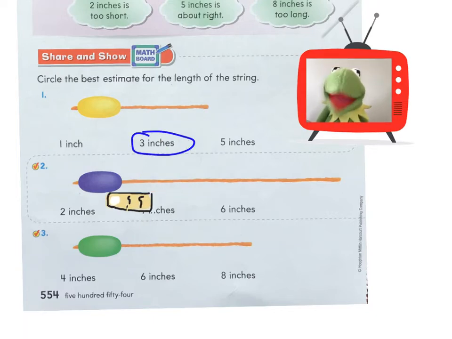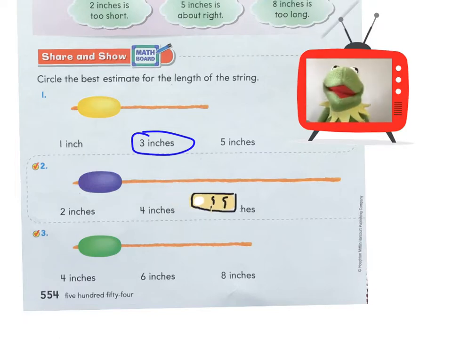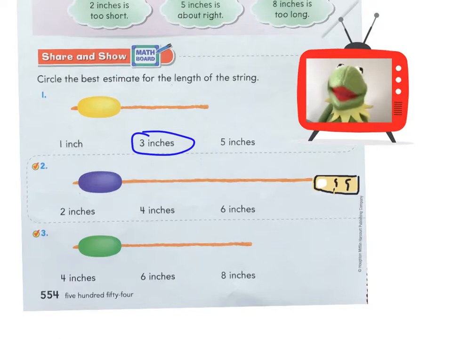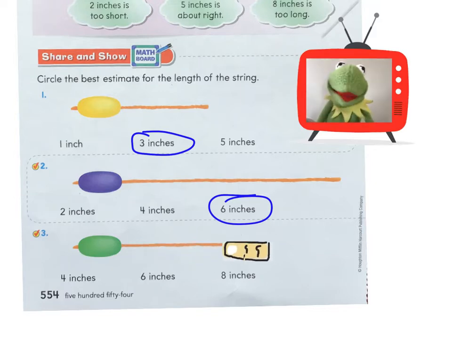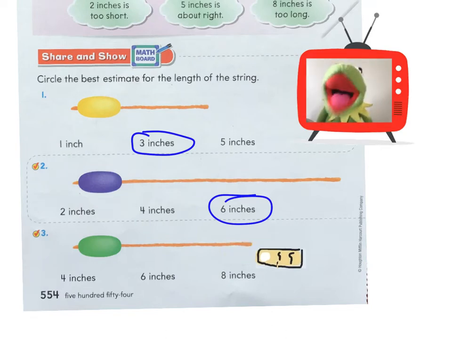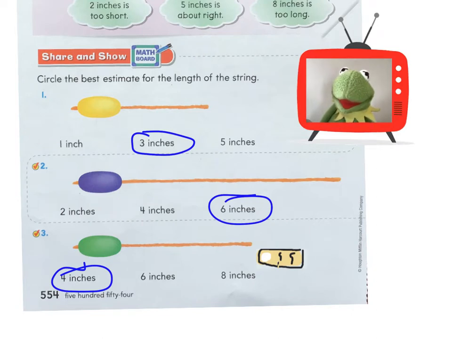Now let's do number 2. Use your pinky finger, move it along the string and count as you do it. Did you get 6 inches? Very good. Now let's do number 3. Use your little pinky finger again. Move it along the string. Did you get 4 inches? Very good. I wish I had a little pinky finger, but I don't. Just flippers.